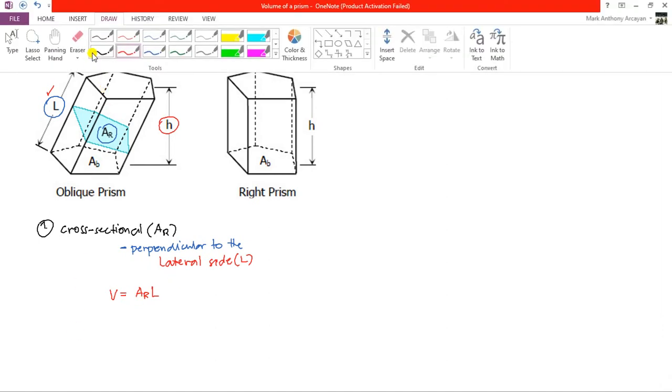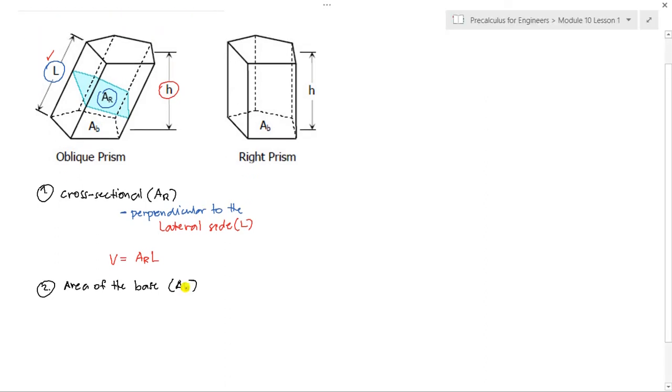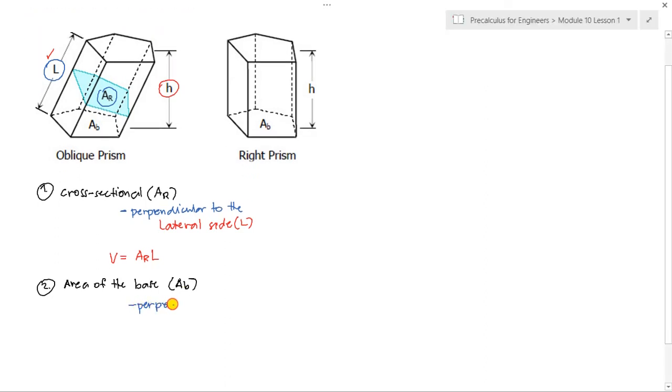Now, ikaduha, in terms of the traditional nga area of the base. So, area of the base, that is AB. So, this area of the base should be perpendicular to the height H. So, since perpendicular man ang area of the base ni height H, therefore ang atong volume ani is that area, AB, multiplied by the dimension that is perpendicular to this area. So, that is the height.